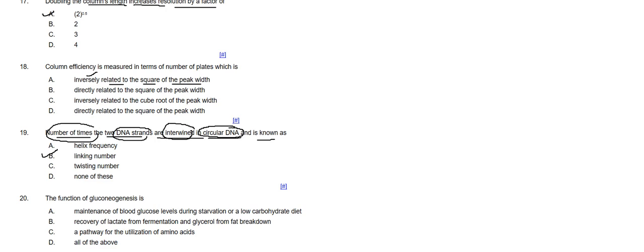Okay. Number 20, the function of gluconeogenesis is. So, maintenance of blood glucose levels during starvation or low carbohydrate diet, recovery of lactate from fermentation and glycerol from fat breakdown, a pathway for the utilization of amino acids, all of the above. So, all of the above is the role of gluconeogenesis. Okay.